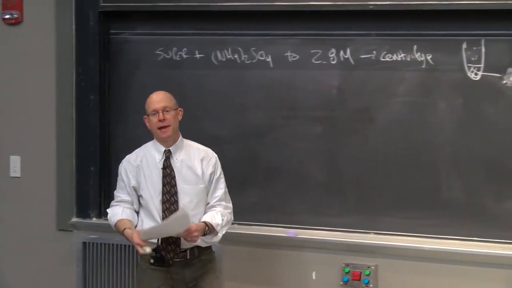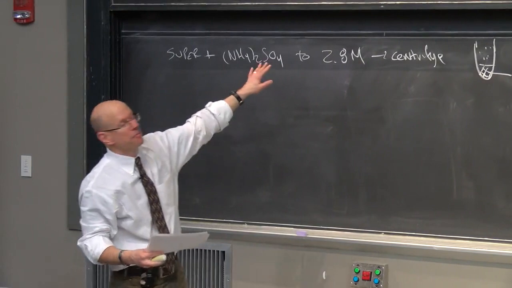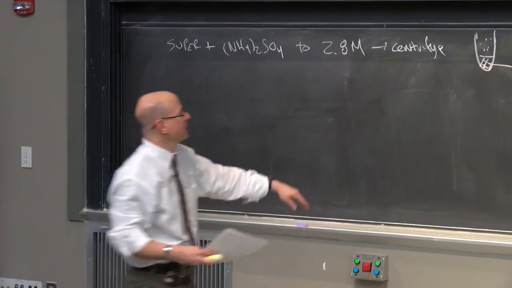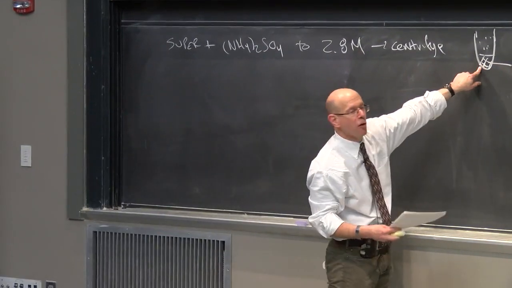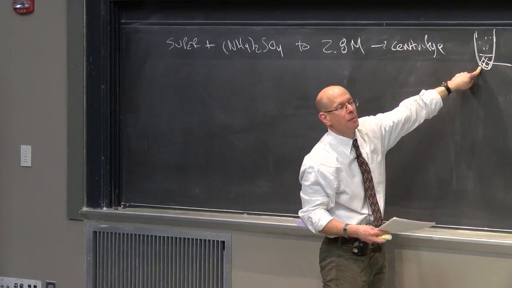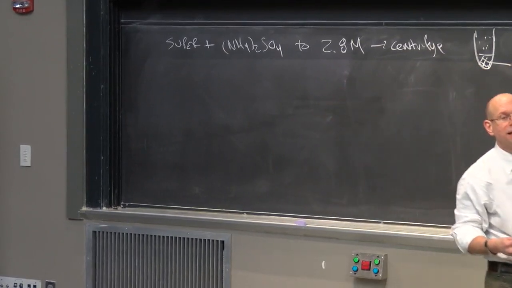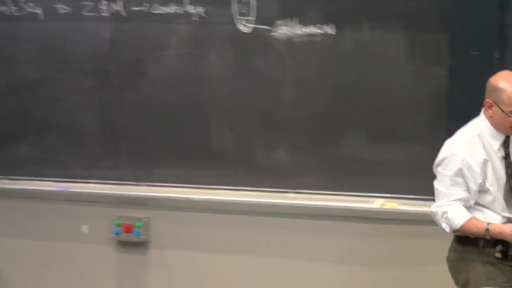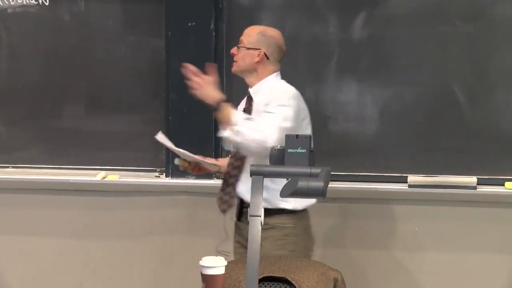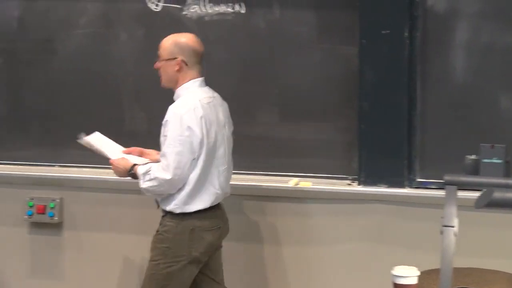Why didn't I just make the concentration 2.8 molar at the beginning? What would have ended up if I'd gone from 0 to 2.8 molar? What would have been in this pellet? Both, of course. So by stepping up the ammonium sulfate concentration, I can differentially, preferentially separate one protein from another.